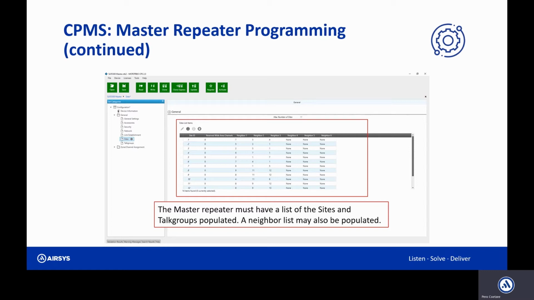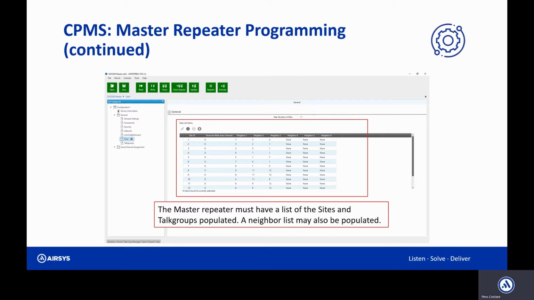And you'll see there's also neighbor sites. And this may be populated. And in fact, it should be populated under certain circumstances. So what constitutes a neighbor site? A site can only be classed as a neighbor if there is RF overlapping coverage between the sites. So if you have a site where you've got overlapping RF coverage, that site will be a neighbor. And you need to set that site as a neighbor.